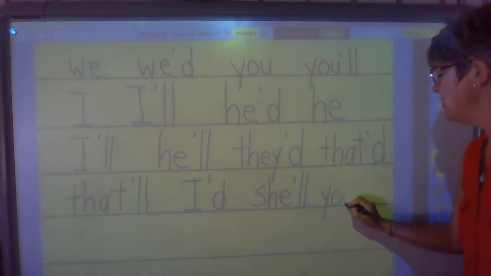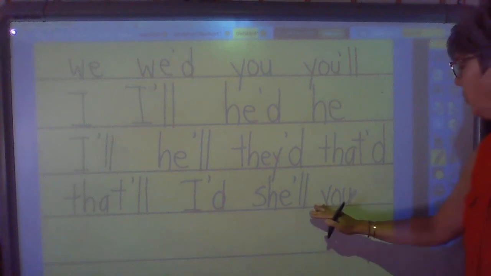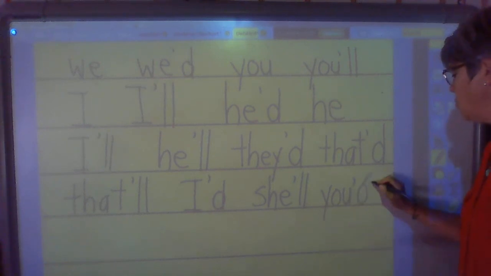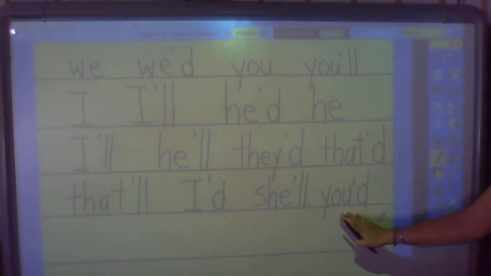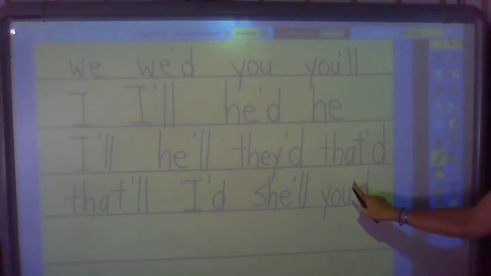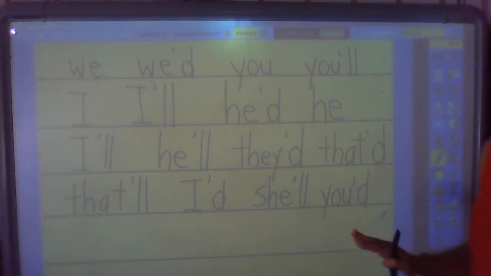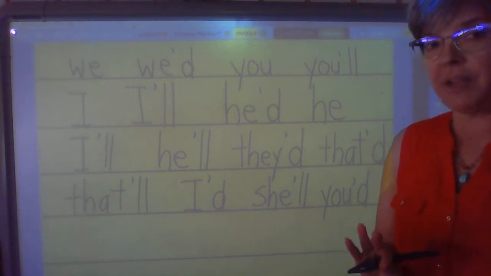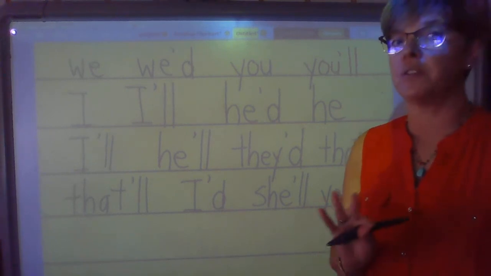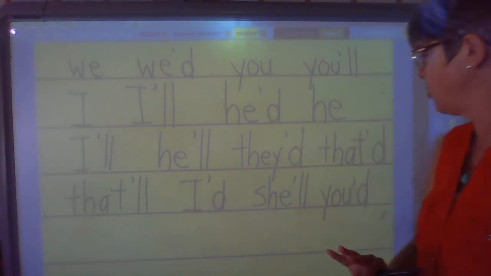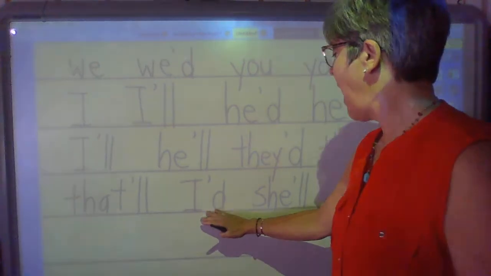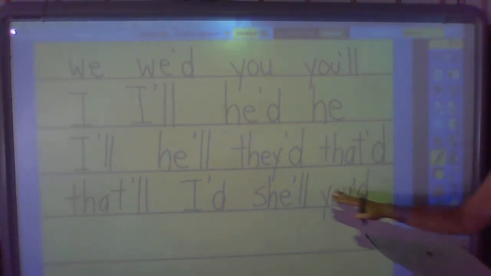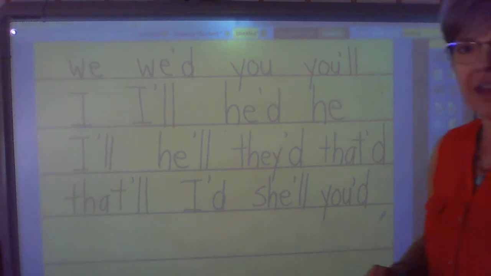Sound y, sound oo, blend and hold. You'd. So you'd is a contraction that means you would. There's our apostrophe for the letters that we dropped. Remember, the apostrophe always goes in place of the letters that you dropped from the second word when you form a contraction. Let's read line 4. That'll, I'd, she'll, you'd. Okay, now we're going to do our sentence.